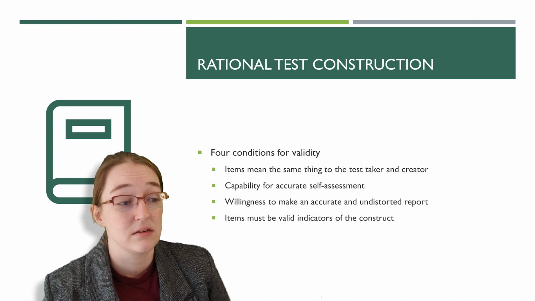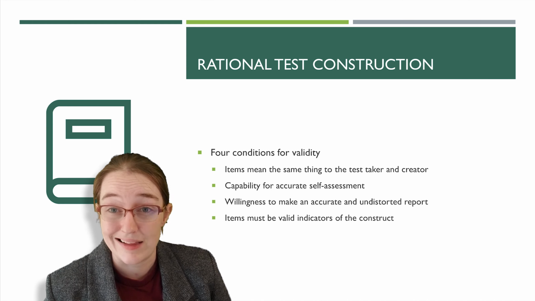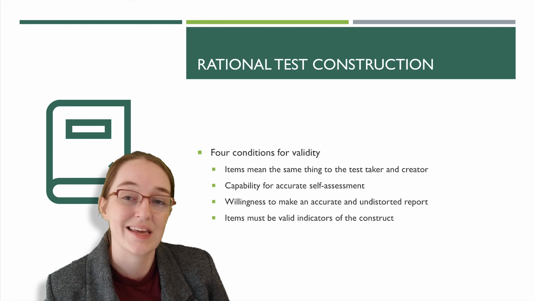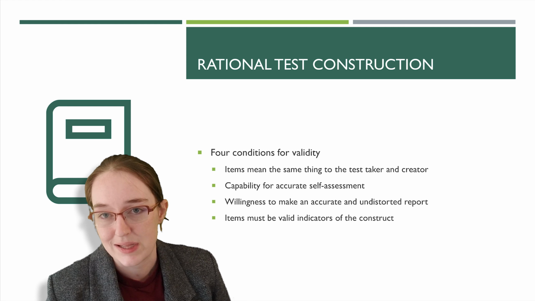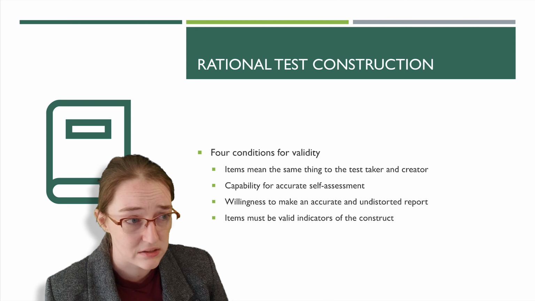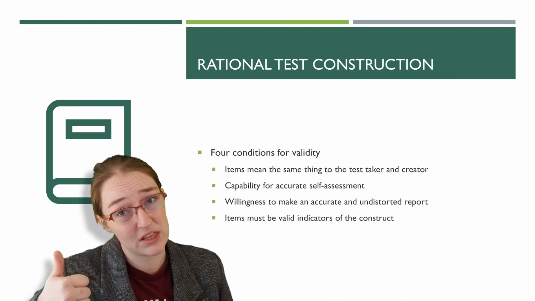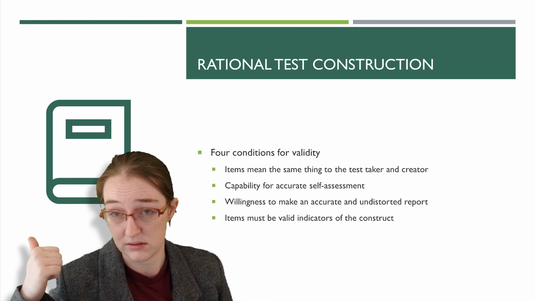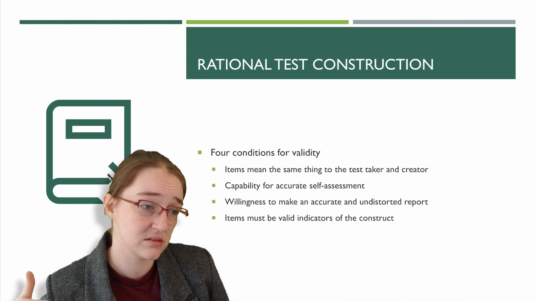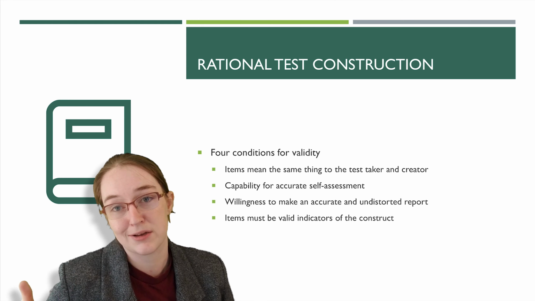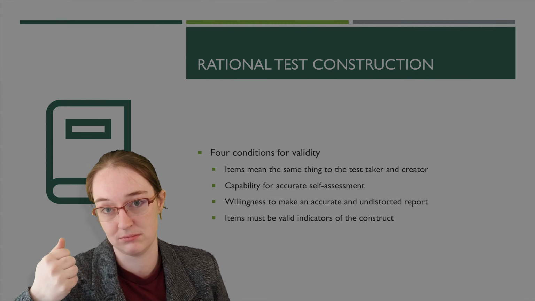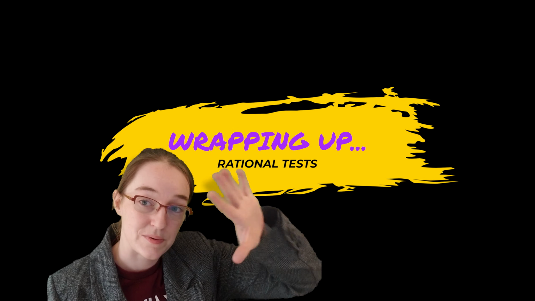And lastly, the item has to be a valid indicator of the construct. The item actually has to relate to the construct. It can't just like feel like it should relate. It has to like actually be related. These 4 conditions, again: the item means the same thing to everybody who looks at it and grades it and all that. You're capable of having an accurate self-assessment. You're willing to make that accurate self-assessment. And the items have to actually work. So that's rational testing.